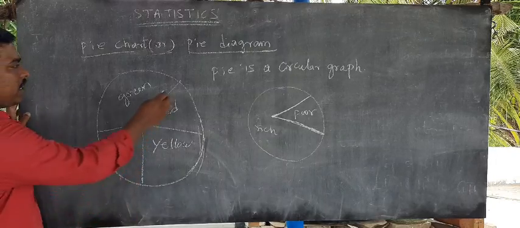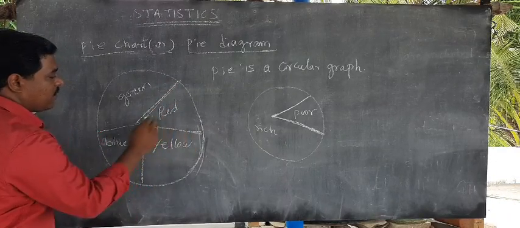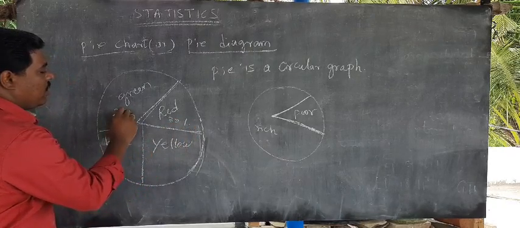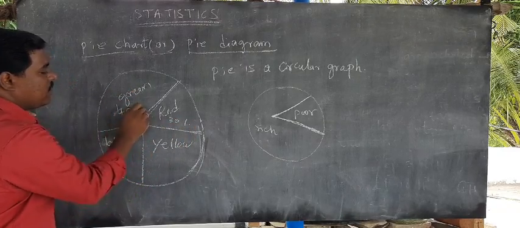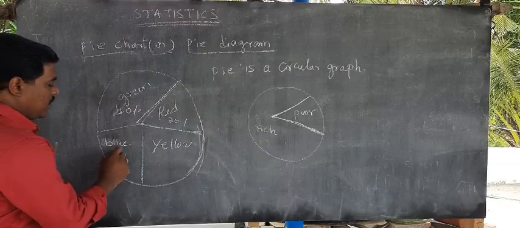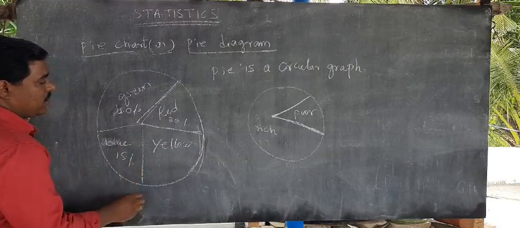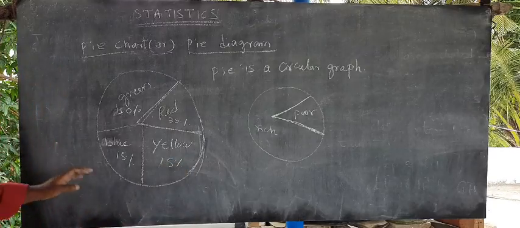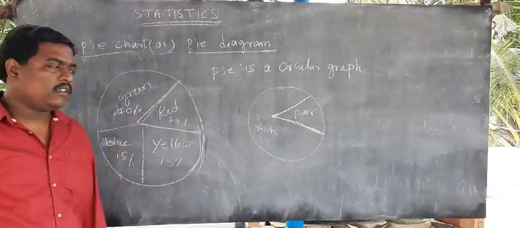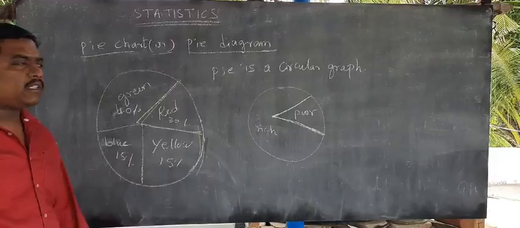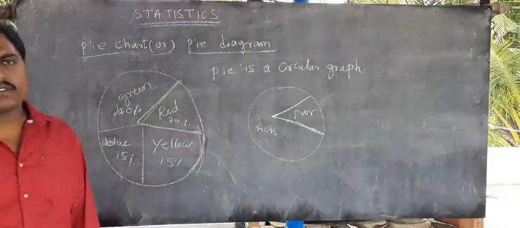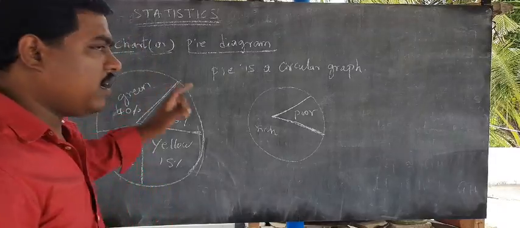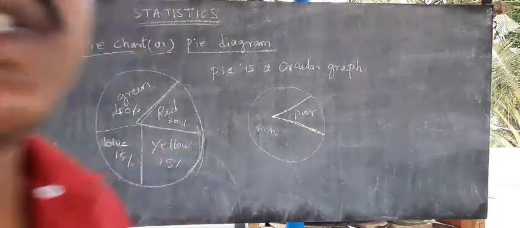Same thing here, pie chart. We separate the graph: 30% red color, 40% green color, 15% blue color, again 15% yellow color. Like this we separate, and this is called a pie chart. Pie chart is a circular graph. We are saying pie chart or pie diagram.